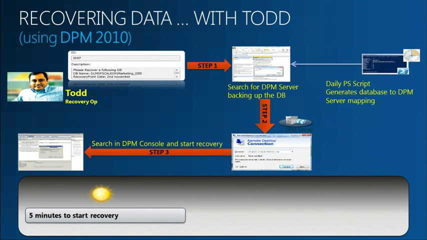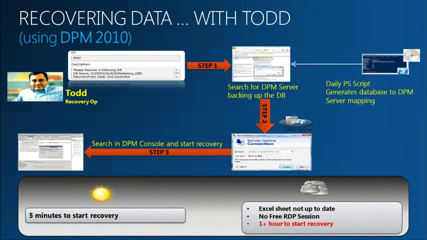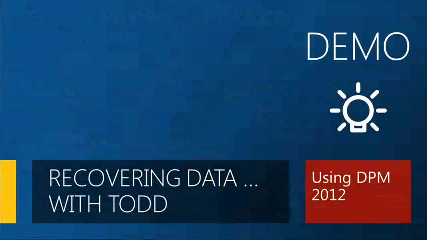We talked about the Excel sheet that has the list of databases. How did that come into existence? Todd has a script, maintained by the backup team, that grovels all the DPM servers and gets the mapping of the databases, and he goes ahead and looks into the Excel sheet. So if that script fails to run, or if he is not able to get a free RDP session, one of those, you're looking at him spending more than an hour just figuring out what went wrong and how he can start a recovery.